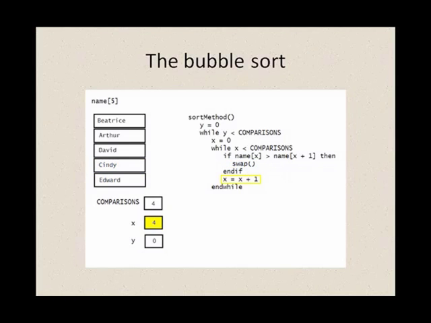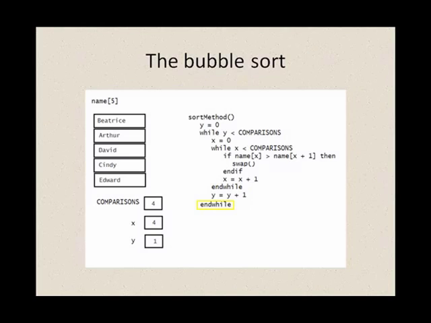X becomes 4, and this time when you reach the bottom of the loop and make the comparison, x is no longer less than comparisons, it's equal. So this means you've made one trip through the list. If you look at the list, it's in a little bit better alphabetical order than it was to start with, because Edward has sunk to the bottom where he belongs, but the rest of the list is still out of order. So when the while loop ends, you add 1 to y. Y now becomes 1. We've been through the list one time.